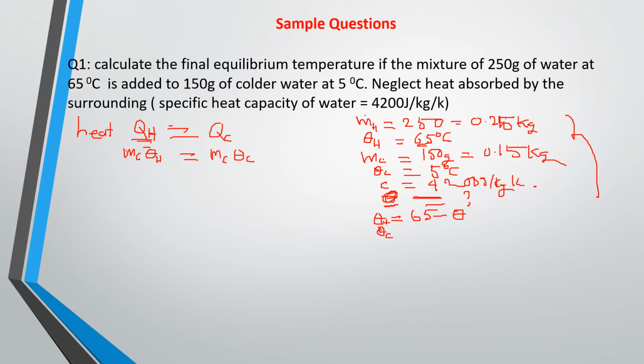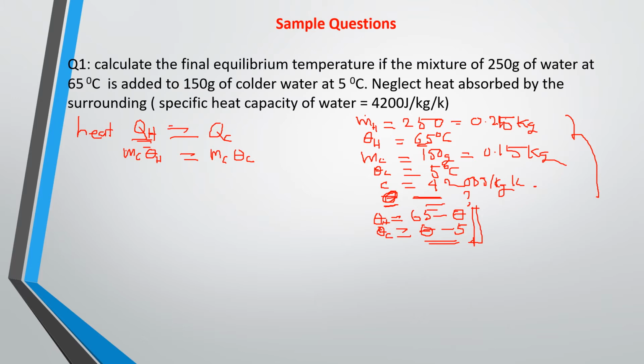Okay. Then for the cold water, the temperature change will be equal to the final temperature minus 5 degrees. Note that the final temperature will be higher than that of the initial temperature for the cold water. So take note of these two temperature changes. This is how you calculate their temperature changes. The final temperature for the cold water will be higher than its initial temperature, while the final temperature for the hot water will be lower than its initial temperature, and that's what we have here. So we can bring all this into this equation.